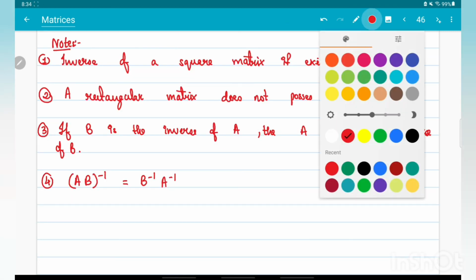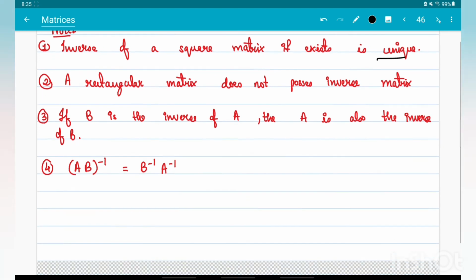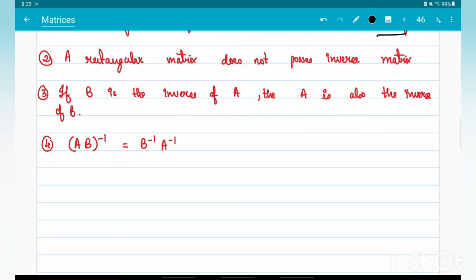So time for some important points on this topic. Now these important points can come as 1-mark questions in your board exams. So the first point says that the inverse of a square matrix, if it exists, is unique. Now first of all, what this point means is that if you have a square matrix, there are two possibilities. Either the square matrix can have an inverse or it cannot. It does not mean that every square matrix is going to have an inverse. That is not compulsory. A square matrix may have an inverse, but not all square matrices will have.